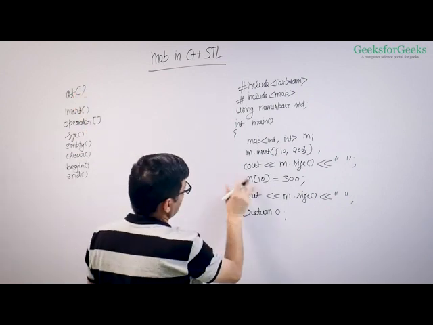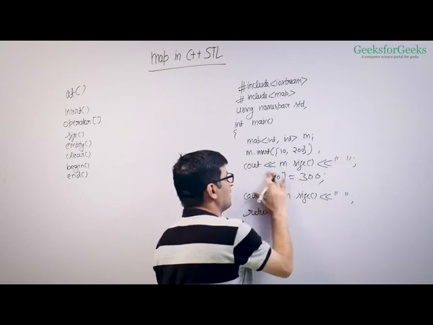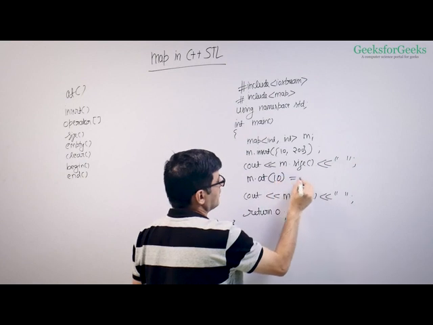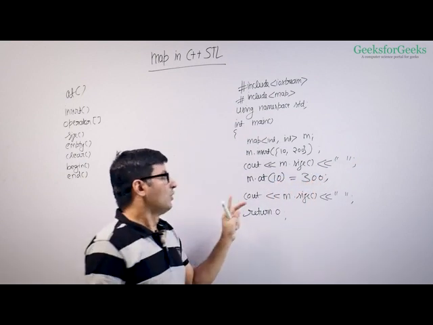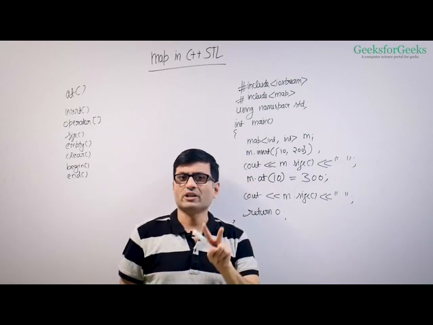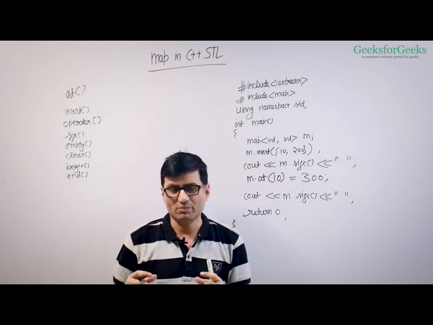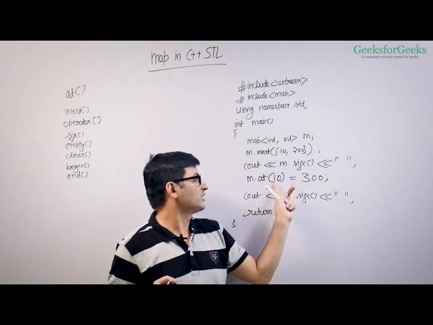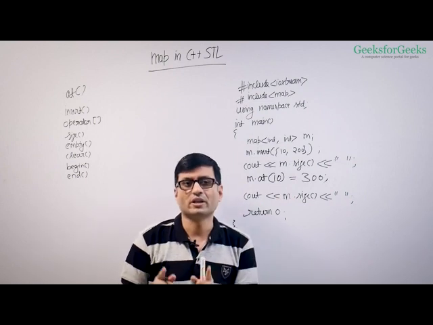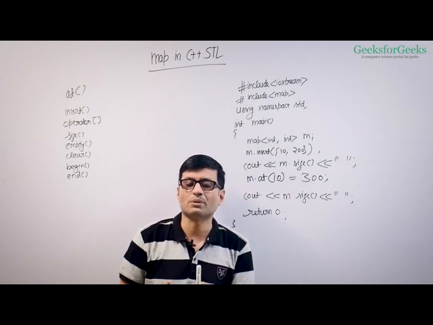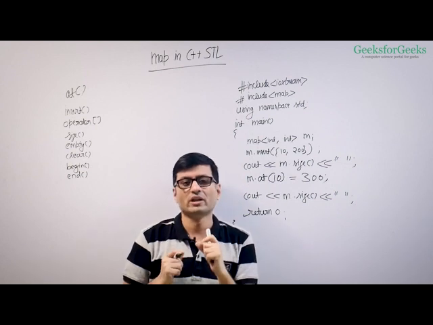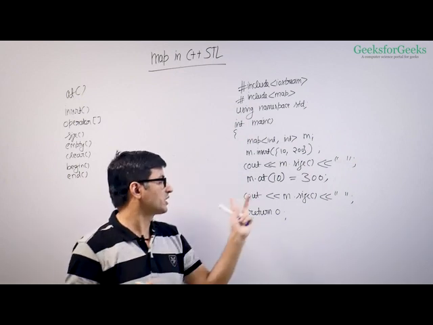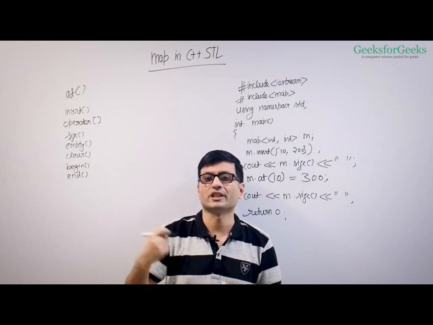At operator can be used in place of this. So we can also do m.at(10) = 300. What the at operator does is it works the same as your square brackets. It accesses an item at the given key, but here is a difference. If the key is not present, what was your square bracket doing? It was simply inserting the key with a default value. What this at does is it throws an out of range exception.